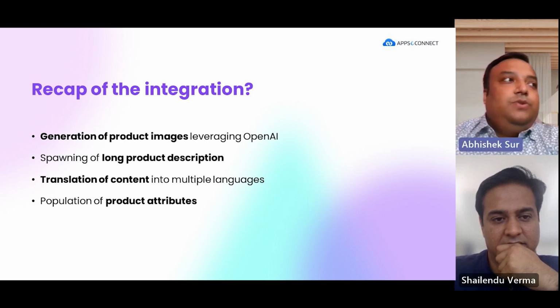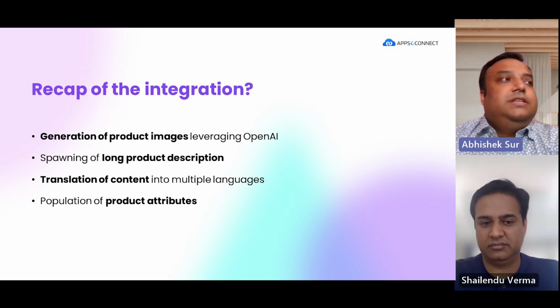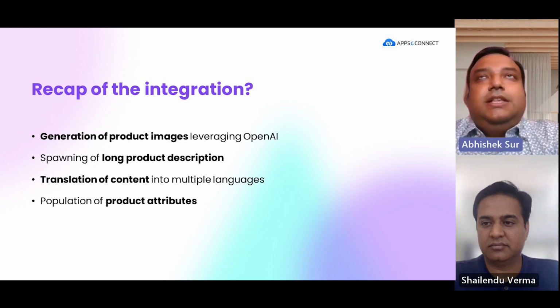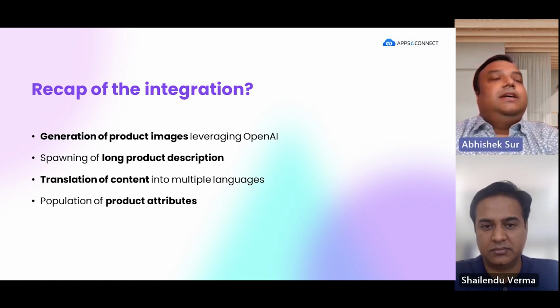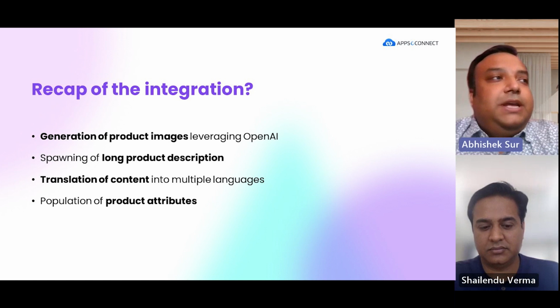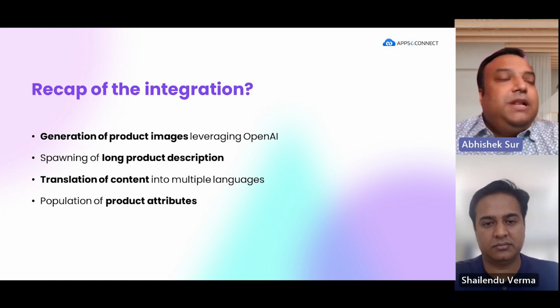So if we want to recap the integration, what we did is we generated the product images through the OpenAI service. There is a separate image generation service available on openai.com. You can create an account in OpenAI and you will get that service available. It's a simple REST API, and through that you can generate the images.